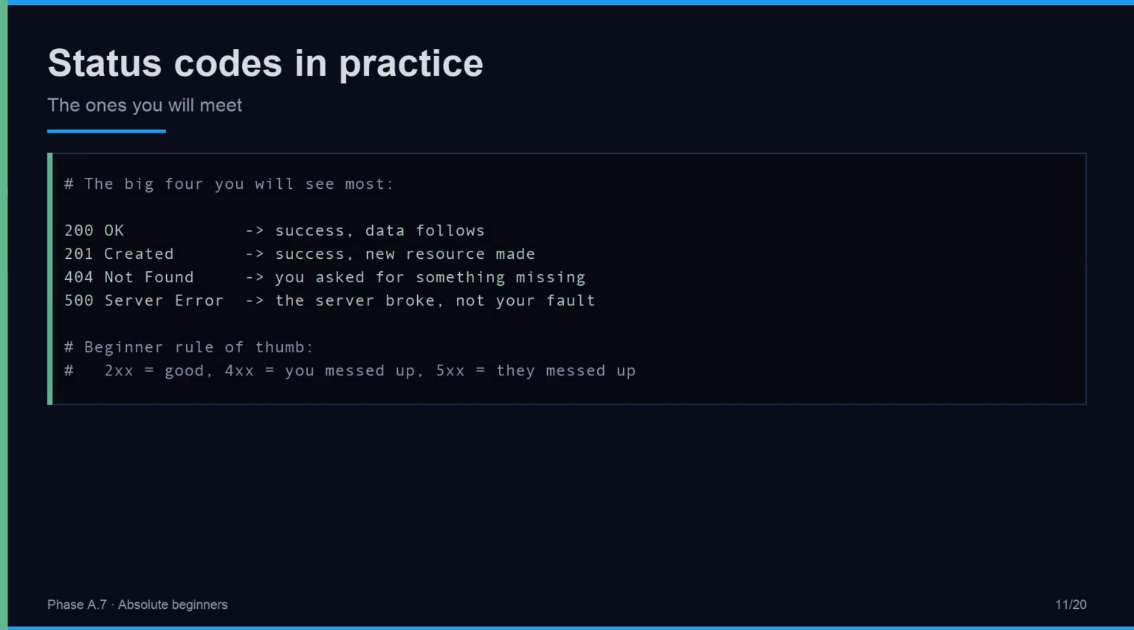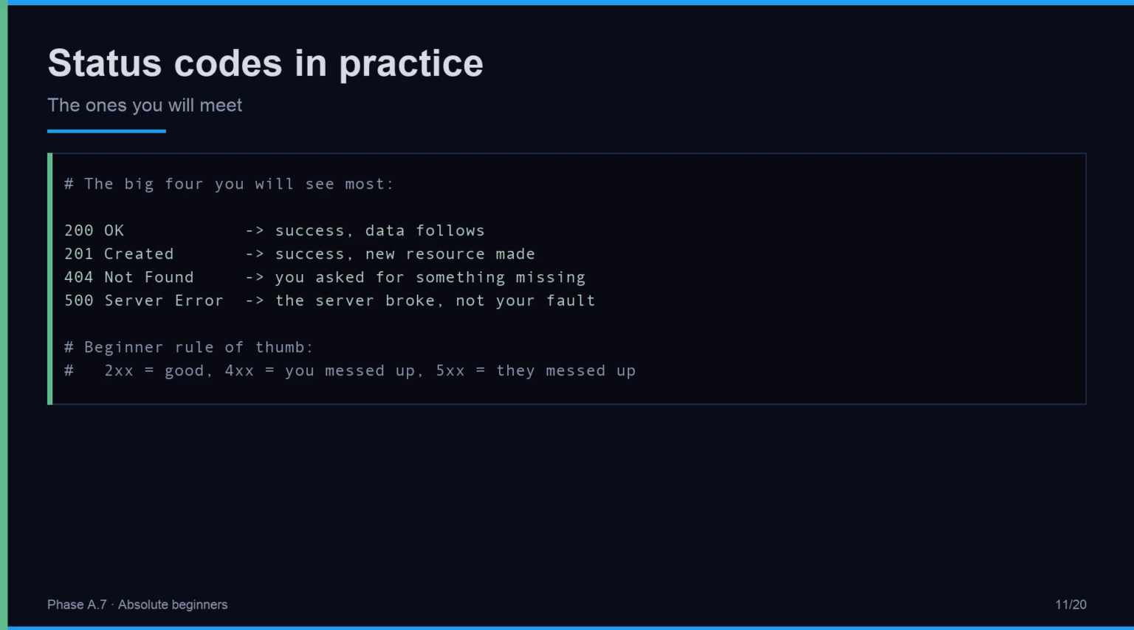Here are the status codes you will meet most often. 200 OK, success, the data you asked for is in the response. 201 created, success, and something new was made, common after a POST. 404 not found, you asked for a resource that does not exist. 500 server error, the server had a problem, your request was fine.